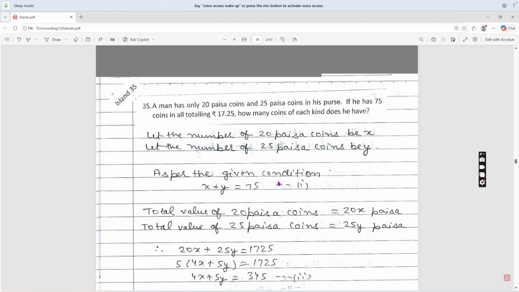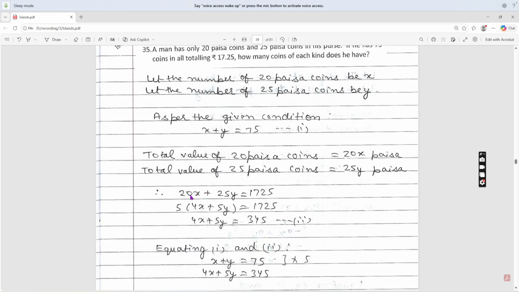Now we have to convert this equation into rupees only. x into 20 paisa, y into 25 paisa is equal to 17.25, that is equal to 1725 paisa, because we have to convert 17.25 rupees into paisa. For this we have to multiply by 100, because in 1 rupee there are 100 paisa. So 17.25 into 100 paisa is equal to 1725.